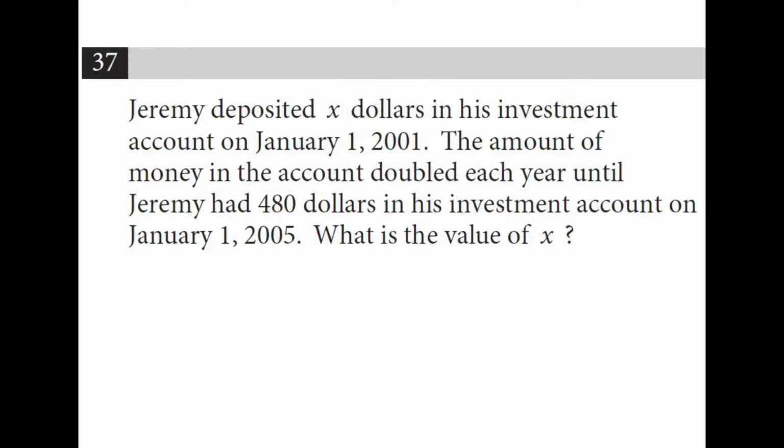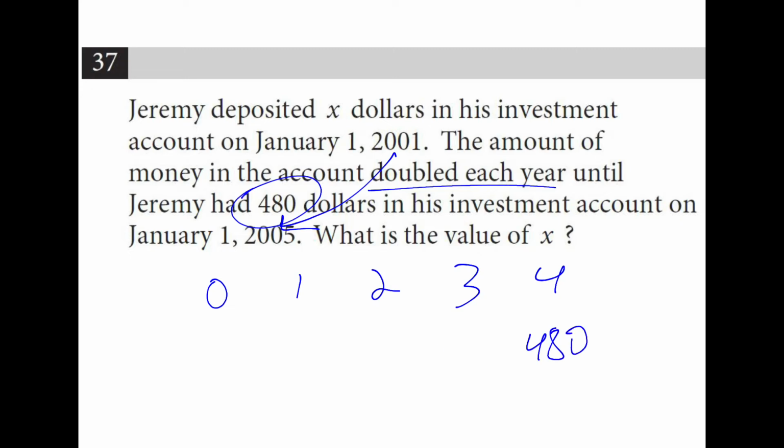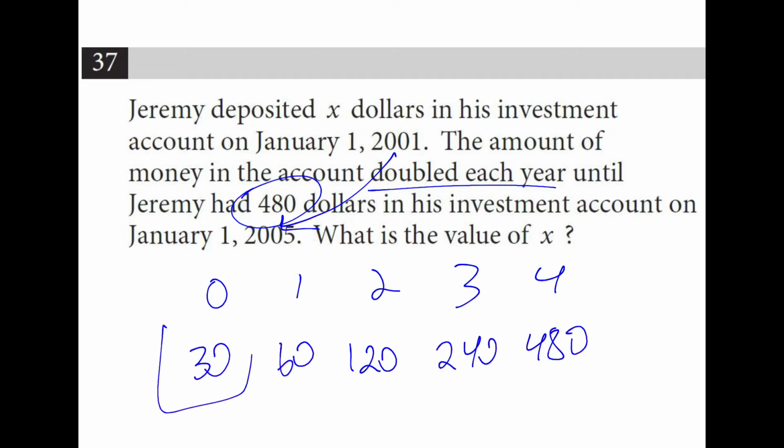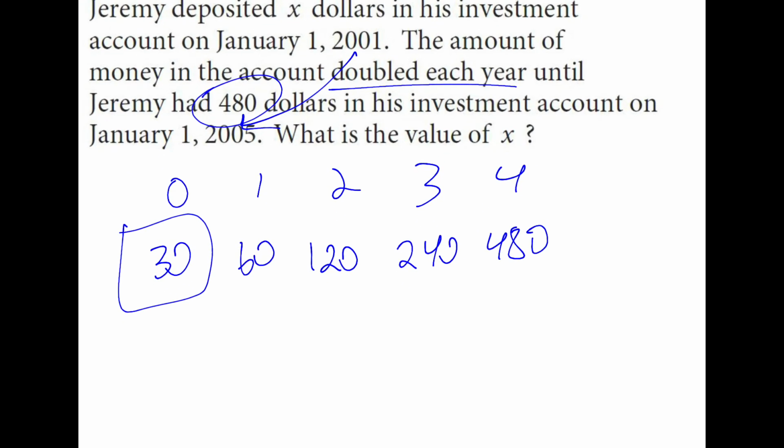So after 4 years of an investment, because we went from 2001 to 2005, we had $480. So that was after doubling each year. So you could say 0, 1, 2, 3, 4 had 480 and work backwards. 240, 120, 60, 30, and that's your answer. That's the informal way of doing it. You could also write 480 times 2 to the n minus 4. This will also give you 30.